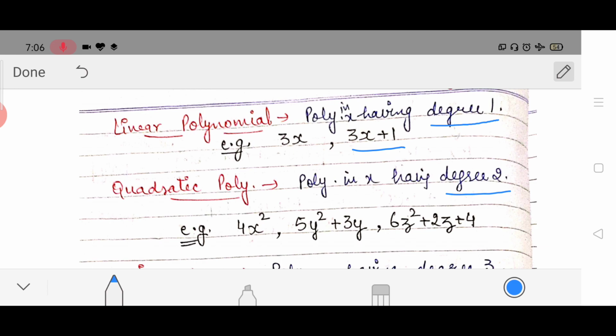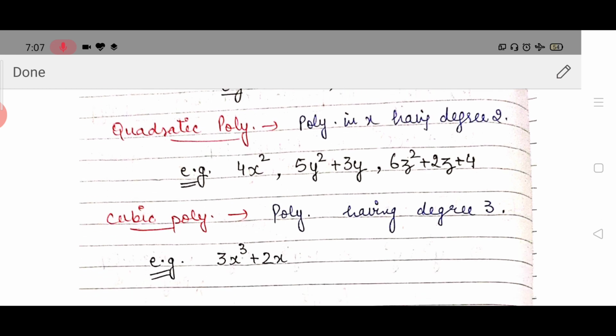Now let us come to quadratic polynomial. Let us consider this example. Here you can see we are having variable z, and there are two terms of z in this polynomial. First is 6z square, and second is 2z. Among both these you can see 6z square is the highest degree term because here z contains the power 2, and in this the power of z is 1. So we can clearly see that the degree of this polynomial is 2.